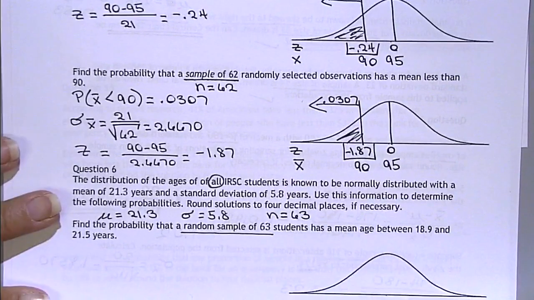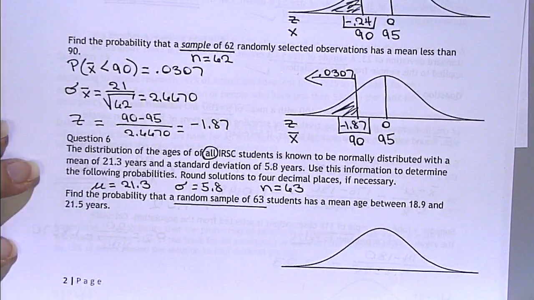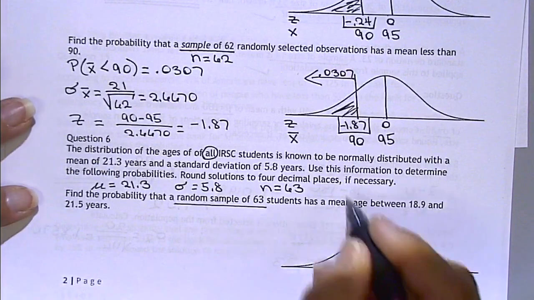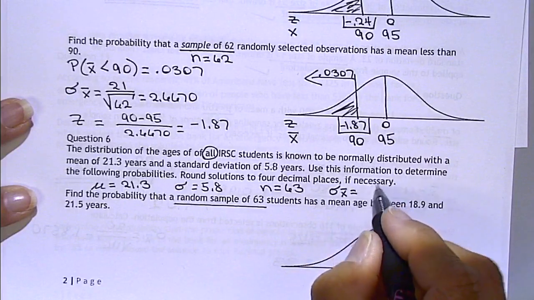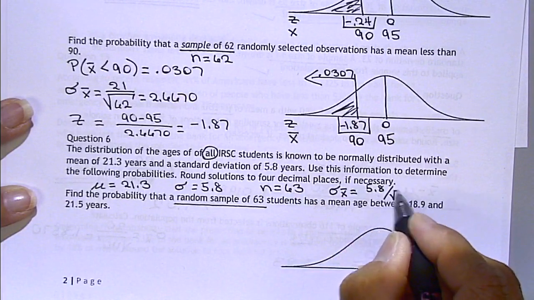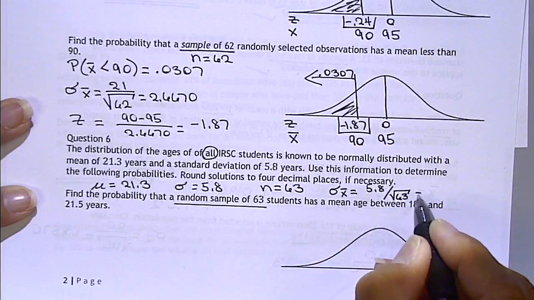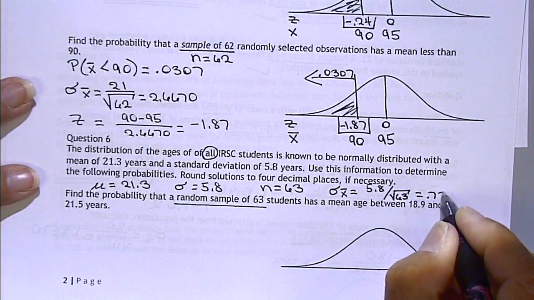And as soon as they give me a sample size, so that I don't forget to do it, I go ahead and calculate the standard deviation of the sampling distribution of sample means, okay? I'm going to say standard deviation of x bar is equal to that standard deviation of the population divided by the square root of the sample size. And I'm going to get 0.7307.